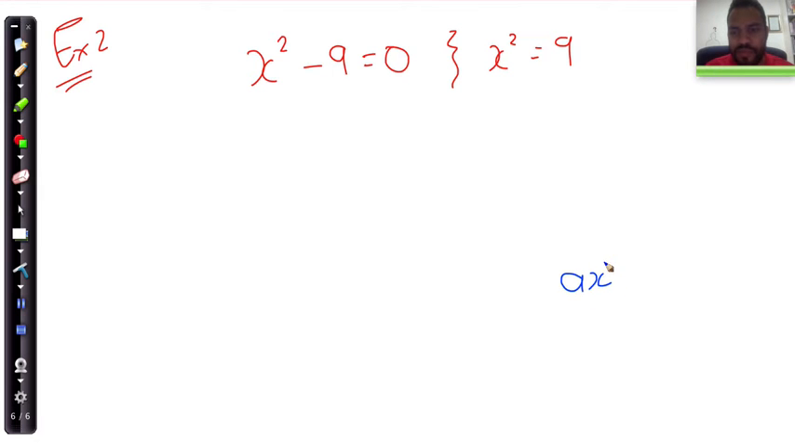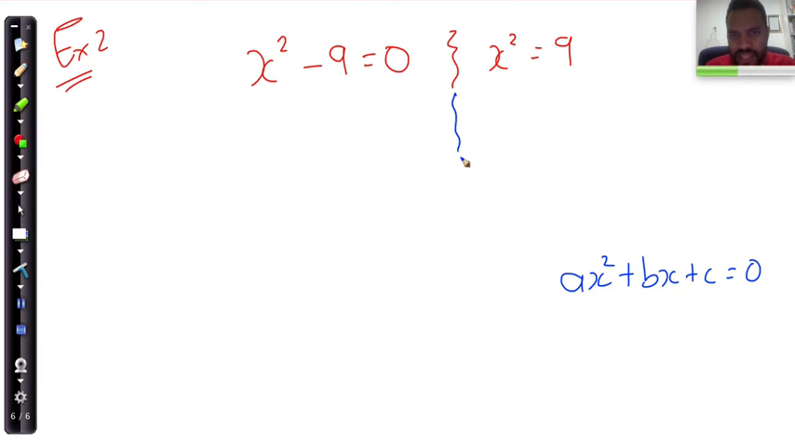Standard form is always the form that works towards equaling 0, so ax squared plus bx plus c is equal to 0. And what we want to do over there is we want to say, okay, this looks more like that form, because now I've got an a value of 1, I've got a b value of 0, and I've got a c value of negative 9. And this is the ideal form that we are looking for.